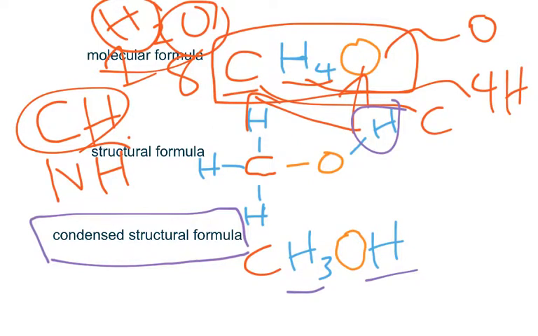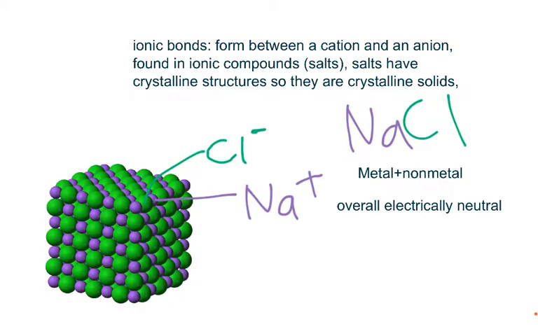So let's talk about the second kind of bonding. These bonds are called ionic bonds. Before we talk about ionic bonds, we need to talk about ions. Ions form when an atom loses or gains one or more electrons. They do this to be stable, which will be explained in later videos. So let's draw an atom.